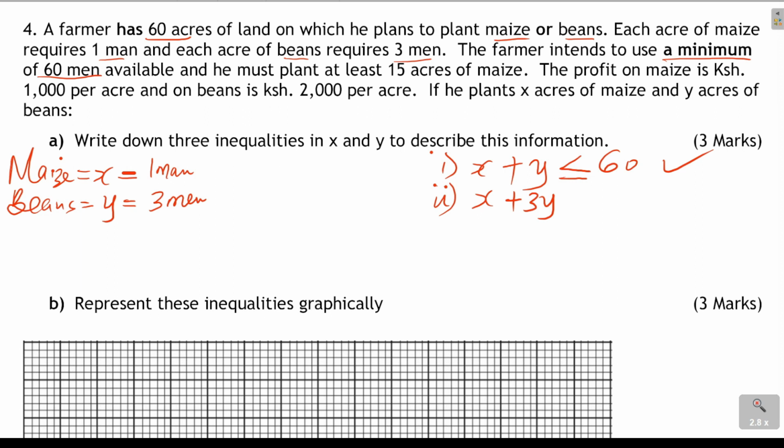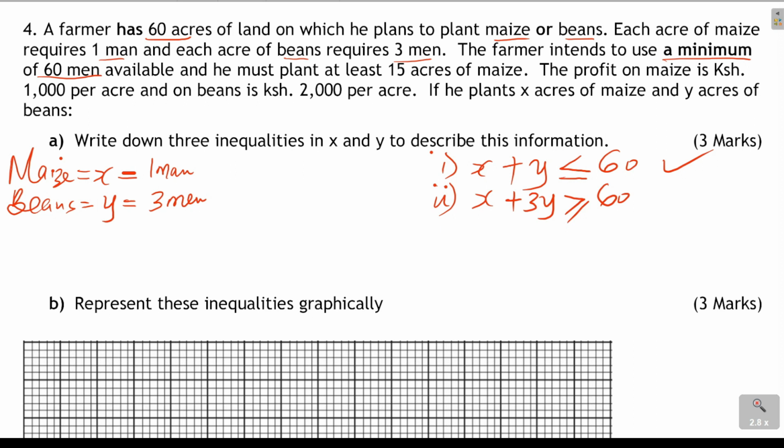which represents the total number of men required for both acres of maize and beans, should therefore be, what do we mean by a minimum? A minimum of 60 men means it should be greater than or equal to 60. Or in other words, you can say at least 60 men. He intends to use a minimum of 60 men or at least 60 men. It means the same. So it should be greater than or equal to 60. So the minimum being 60, it can be greater than 60. So that is the second inequality.